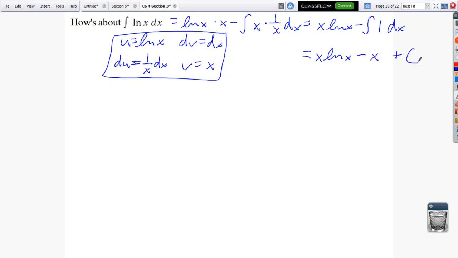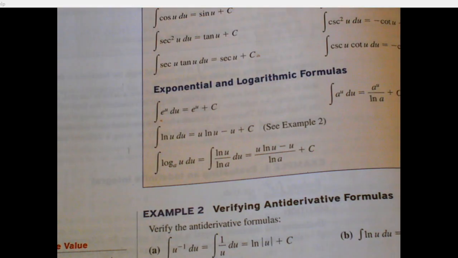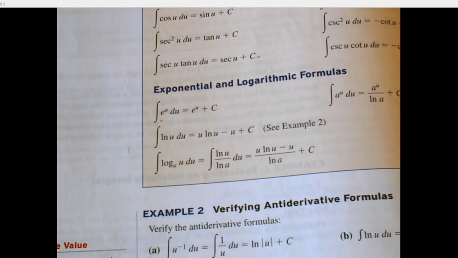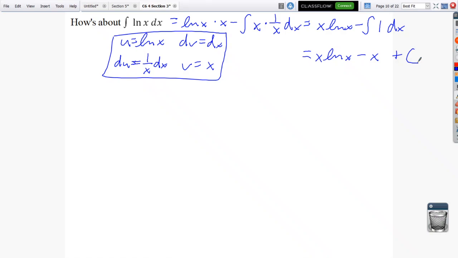Again, that's a formula that is right over here. It's the same thing that I just wrote up on the board, but it's much easier to do it as an integration by parts problem. And there's also all sorts of other ones, just spitballing here.